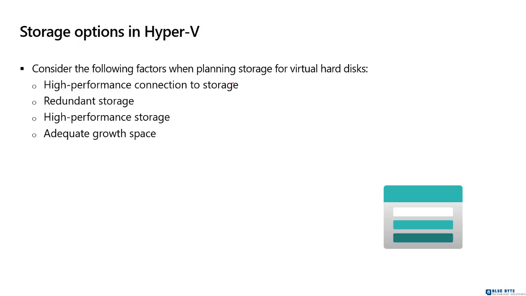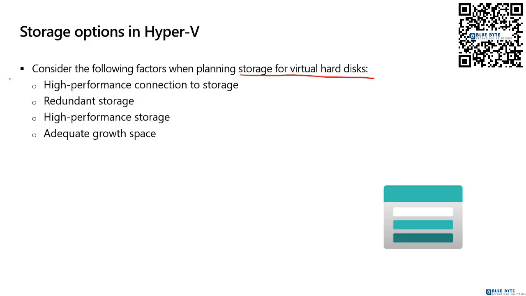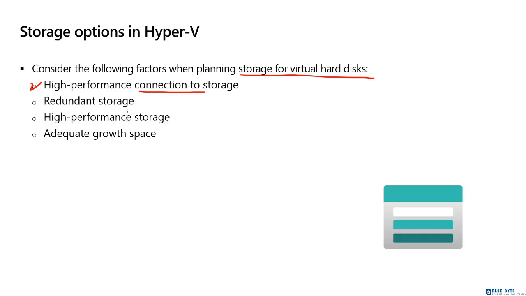One of the most important considerations we have is planning for storage of the virtual hard disks. If we are using external disks that are connected to our Hyper-V servers, we need a high performance connection to that storage. We also need some level of redundancy, meaning I cannot have one hard drive in a physical host and just put all my virtual machines on that one physical hard drive.